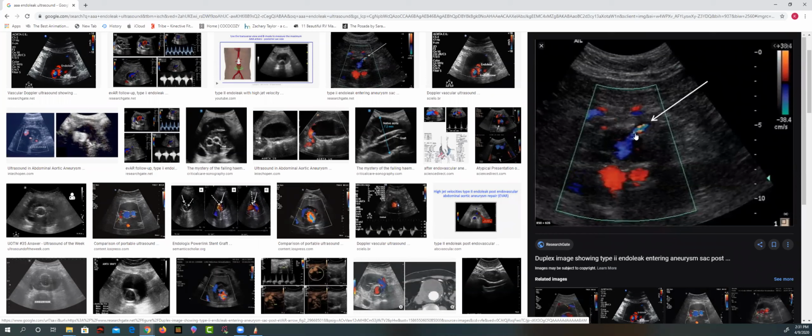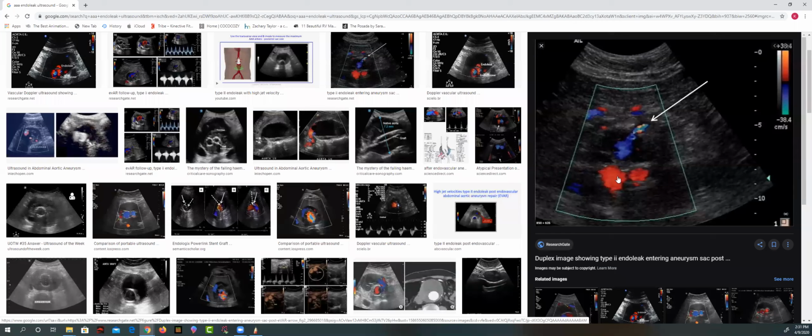I'm trying to figure out, this one seems to be a fairly high velocity leak. That looks like another type 2. Oh, this is the inferior mesenteric artery right here, because there's really no lumbar arteries that are going to come off on the anterior here.